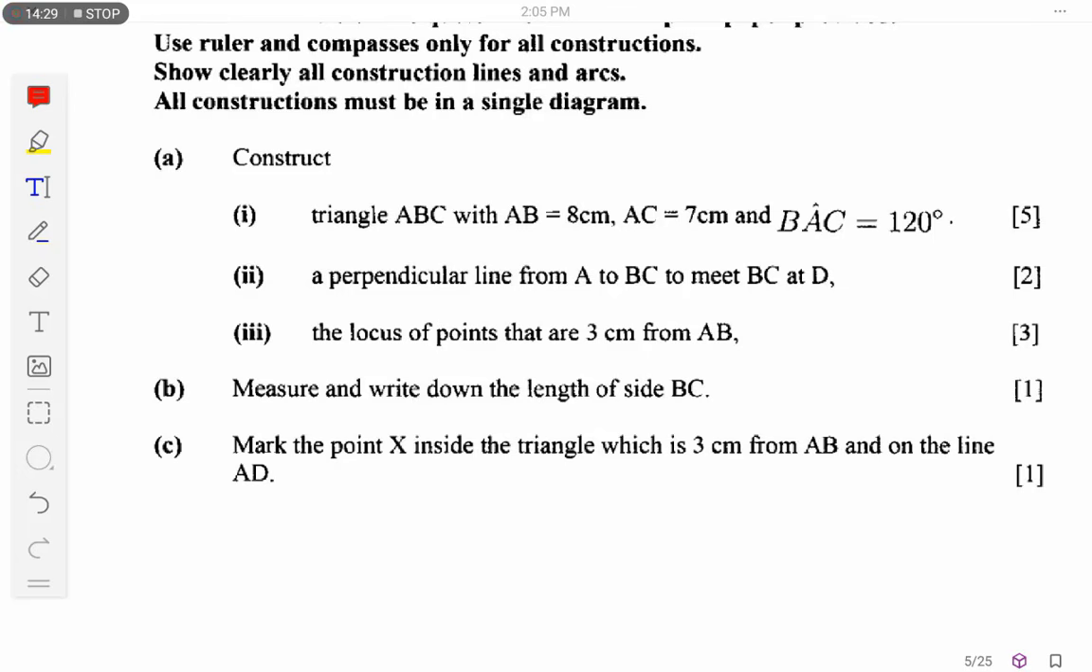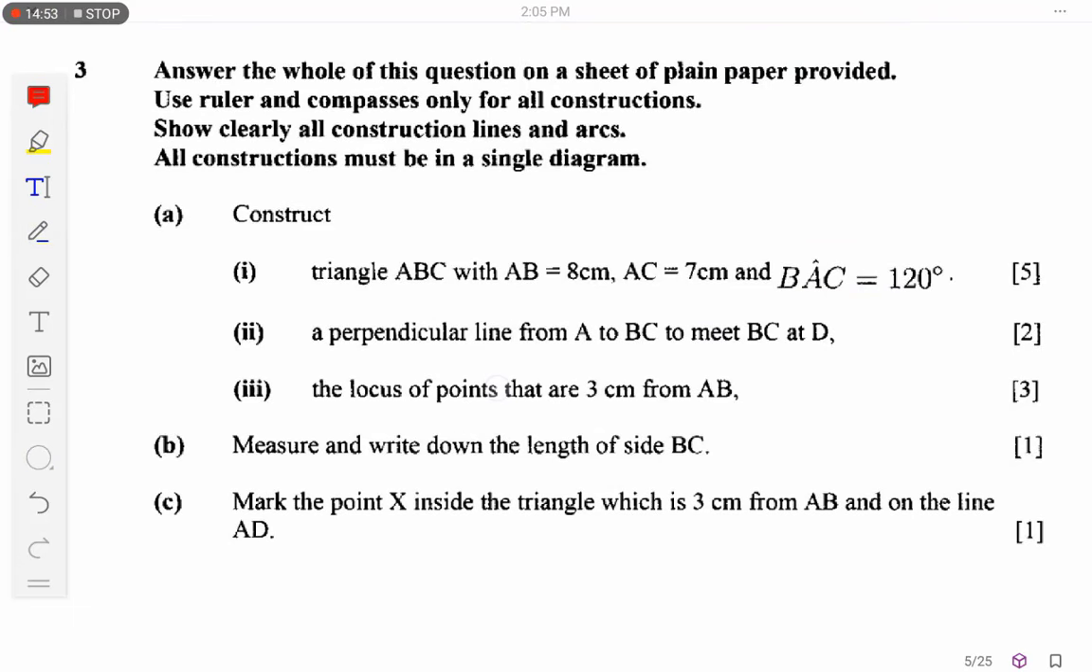Number 3. Okay. So this one we are going to construct on a separate paper. I'll just show you how to do it, but you are going to do it and show us the correct things there. Okay. Construct triangle. So normally it's best to just have a sketch. When they give you an angle, you start with that one first.